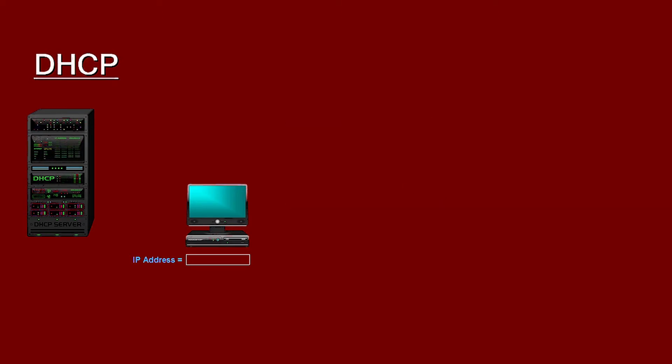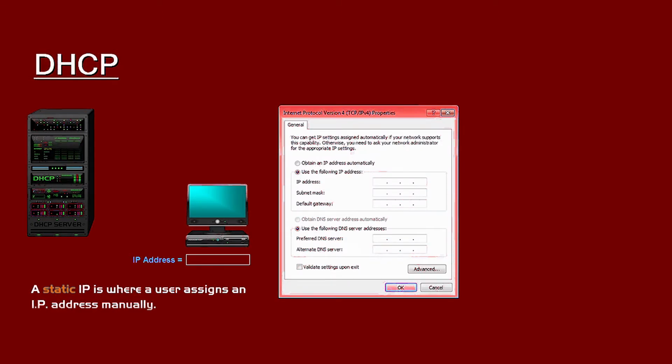Now, a static IP is where a user assigns a computer or device with an IP address manually. Now, this was the original method that was done in the beginning of networking. So for each computer on a network, you had to open up the computer's network configuration page and manually type in an IP address. But in addition to an IP address, you also had to type in a subnet mask, default gateway, and a DNS server.